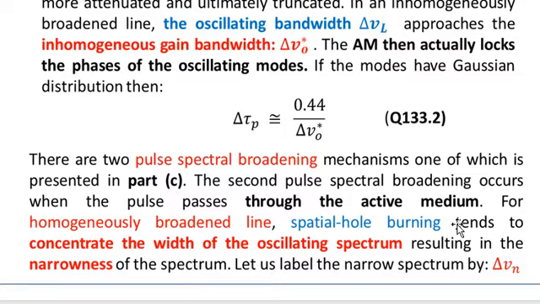So due to the spatial hole burning, the spectral narrowness will appear only for the case of the homogeneously broadened line. Let us label the narrowness of the spectrum by delta nu n. So delta nu n is actually the narrowed spectrum that resulted in the case of a homogeneously broadened line due to spatial hole burning.